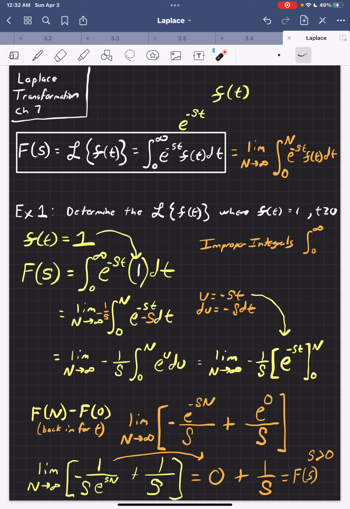So let's take a note at something really quickly. I'm going to box in this answer. So this is your Laplace transformation. And I want to point out some things.